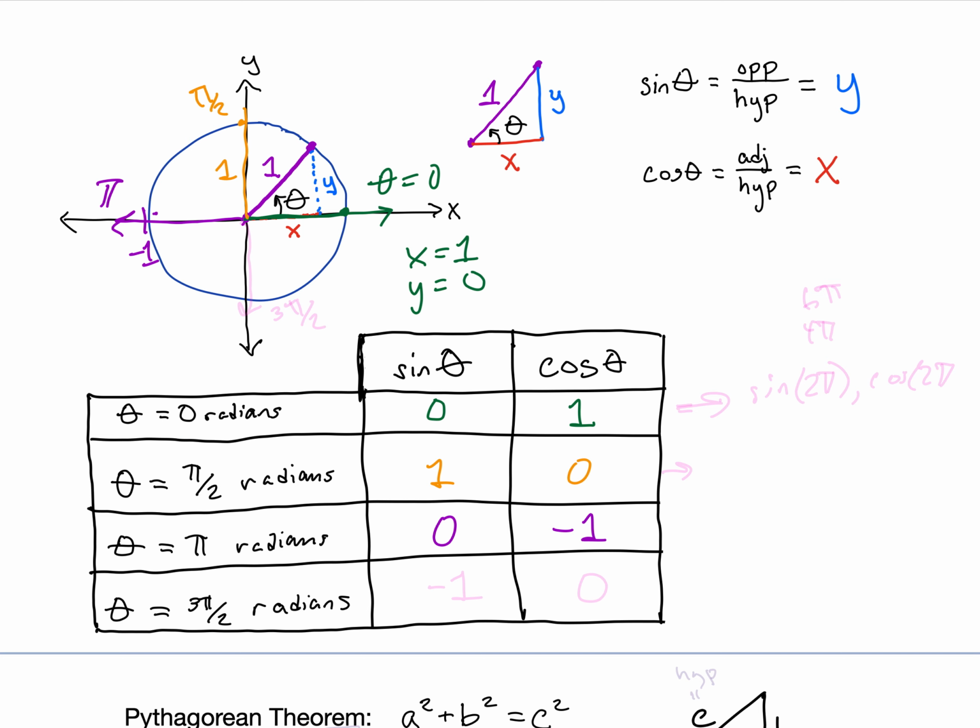And finally, when we look at 3 pi over 2 radians, we now have a y value of -1, so y value, that's sine, and an x value of 0. So there are sine and cosine for multiples of pi over 2 radians, just one go around on the unit circle. And we know that this cycles on and on forever, so it cycles every 2 pi.